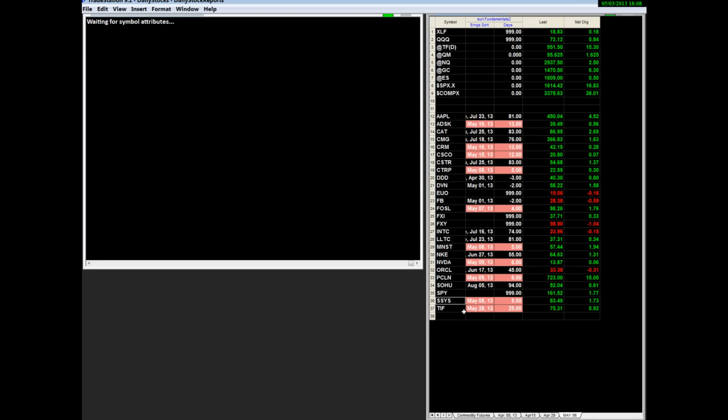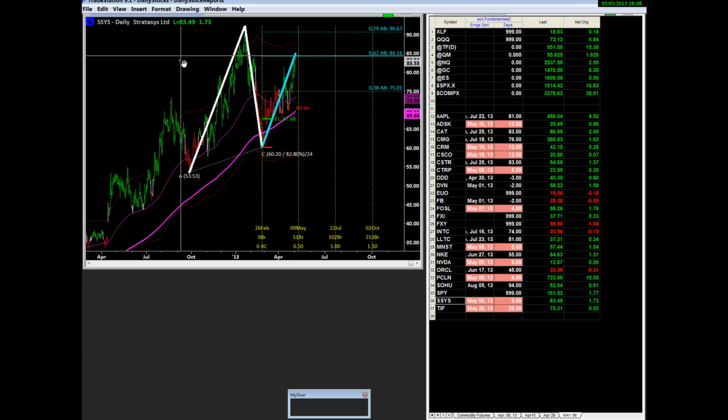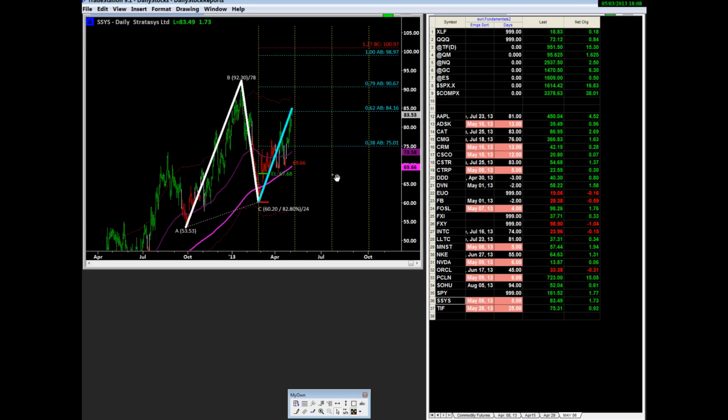Another one is Stratasys, which I talked about just briefly. This is again a 3D stock, like DDD, another one, 3D Systems, and this one also is an ABC bullish pattern.